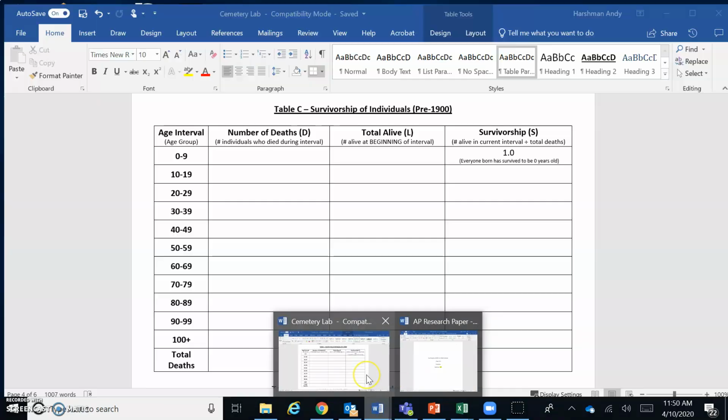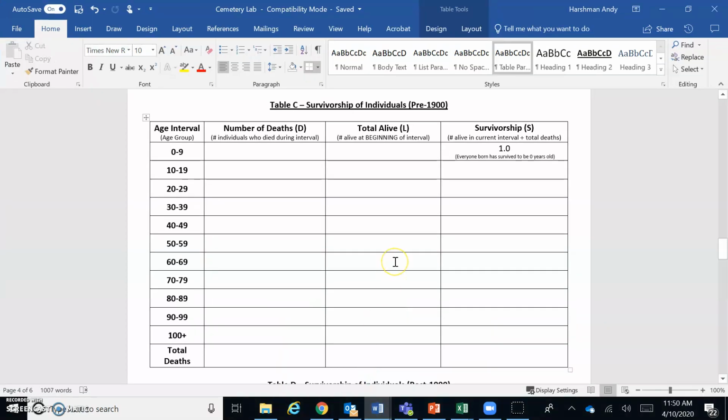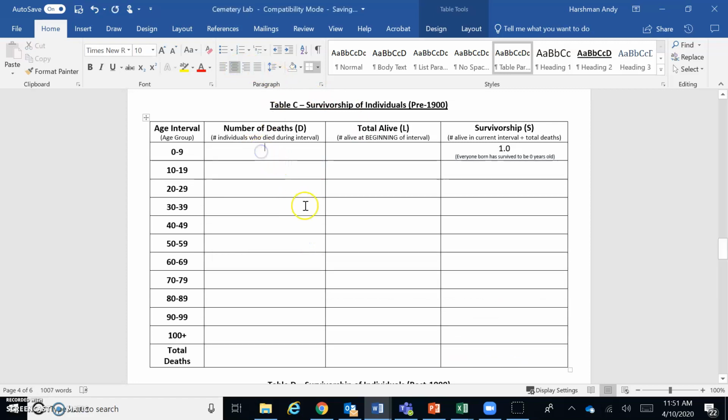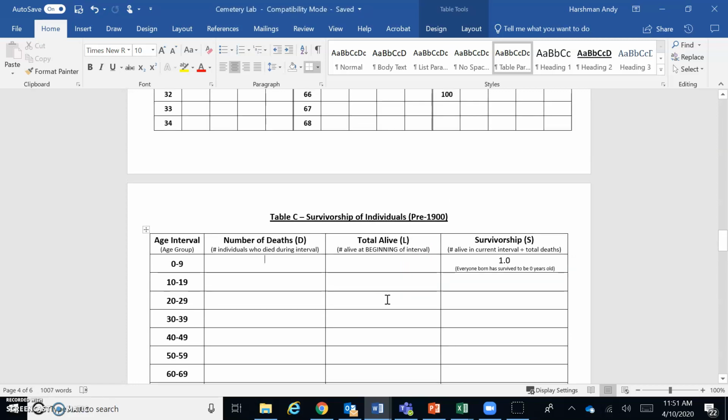So I'm just going to do a little bit of clarification on the cemetery lab. It seems like some people are getting a little confused as to what to put into which area, which happens every year. So we'll just get started on that real quick. I just want to tell you what to put into what column, how to calculate the survivorship, and that should help you guys out tremendously on this.